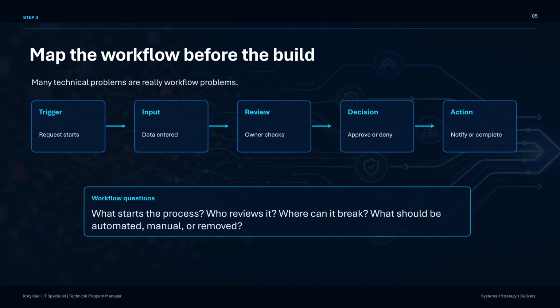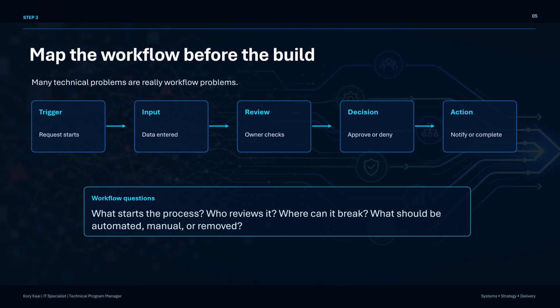This step is important because a lot of technical problems are really workflow problems. Sometimes the team does not need a complicated system. They need a cleaner process. When I map the workflow first, I can see what should be automated, what should stay manual, and what should be removed completely. That makes the build easier.